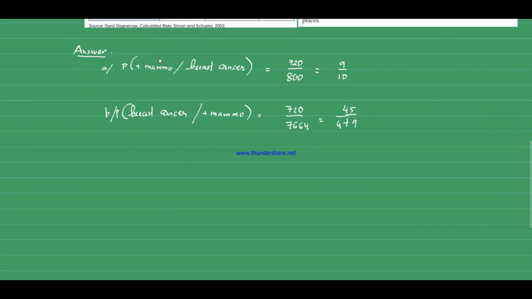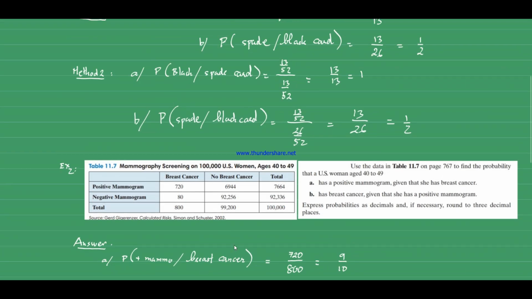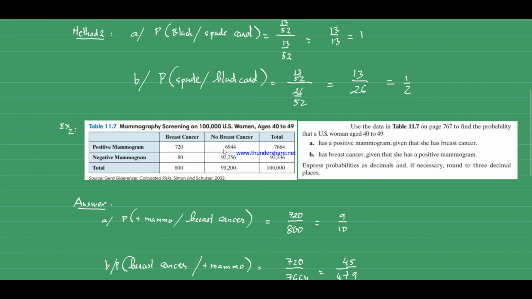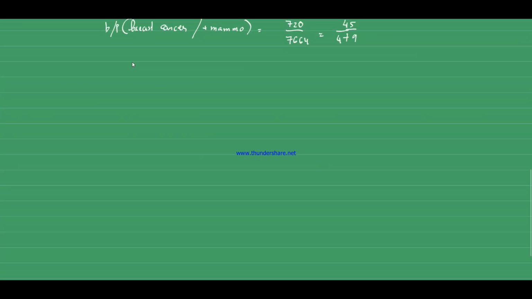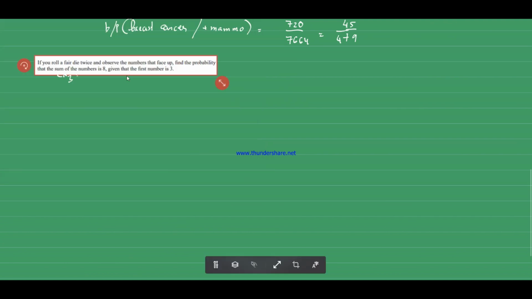Okay, alright, let's do another one. I think this one is even easier than the first example because they give you everything already. This just requires you to read the information from the table. Okay, example number 3. Alright, so let's see how we do this. Okay, I have a problem like this.